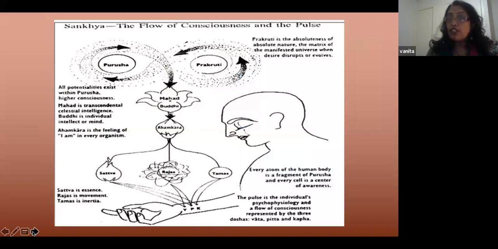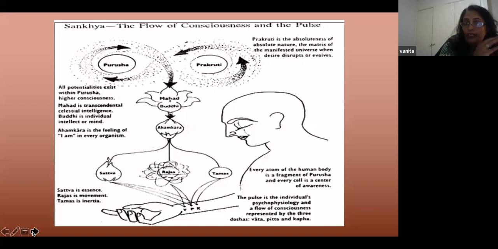So the flow of consciousness and the pulse. So how that flows. Prakriti is, as I said, absolute nature, the manifested universe. And then purusha: all potentialities exist within purusha, the higher consciousness. So mahad, what comes to buddhi, is the transcendental celestial intelligence. And buddhi is the individual intellect, or the mind.